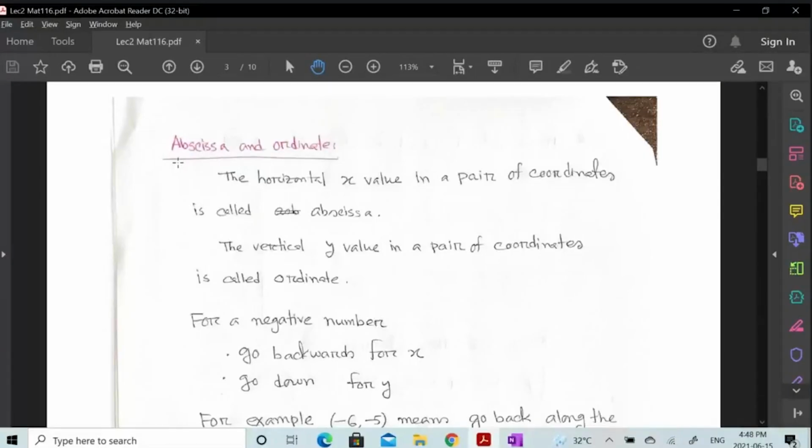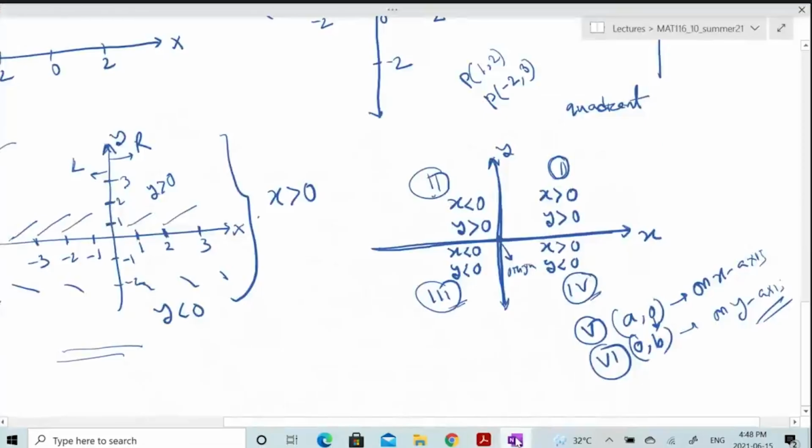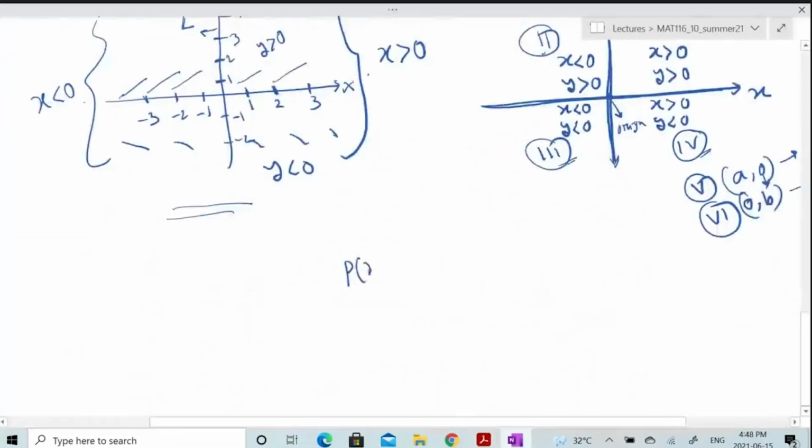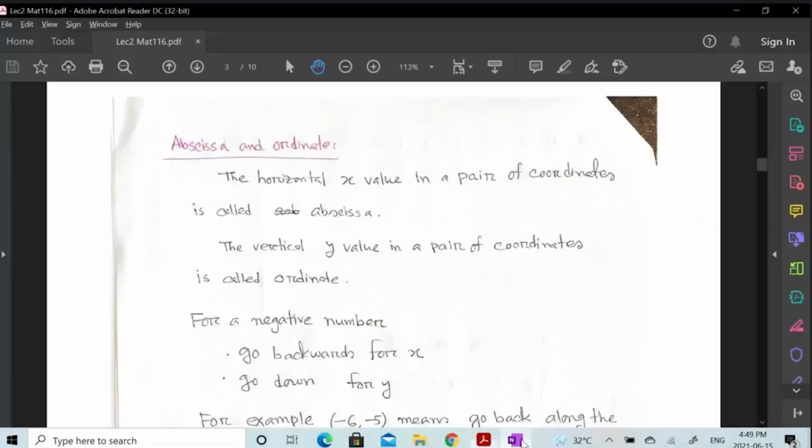This is just a definition, like abscissa and ordinate. Like we were saying, the ordered pair, right? X and Y. X is called the abscissa and Y is called the ordinate. That's it. So if I have a point P of 2, 6, here 2 is the abscissa and 6 is the ordinate. Exactly. That's it.